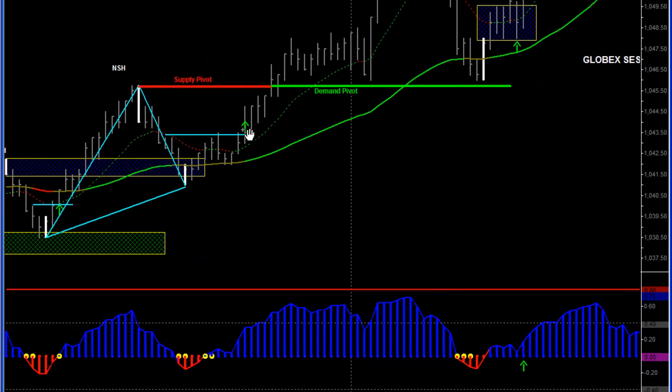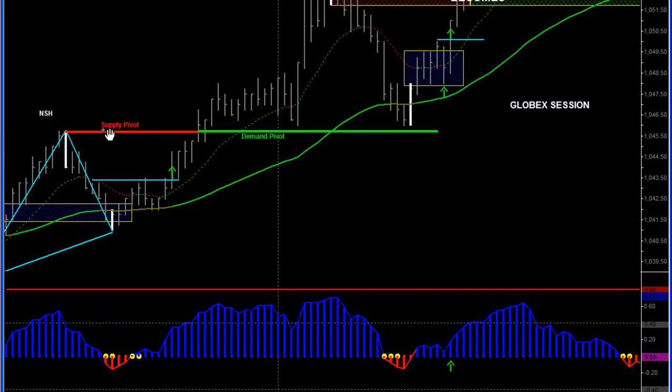These arrows that you see on here also show levels where entries could have been made on a low risk basis. I won't go into the entries or the individual trade setups, but just keep that in mind when you're looking at the charts here. So this prior supply pivot, once broken, as it's shown here, becomes a demand pivot or a demand level. And so price held above that.